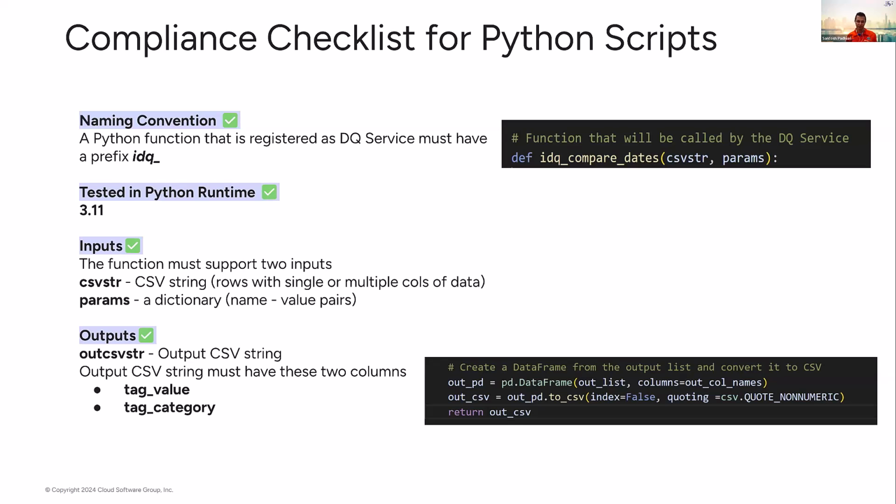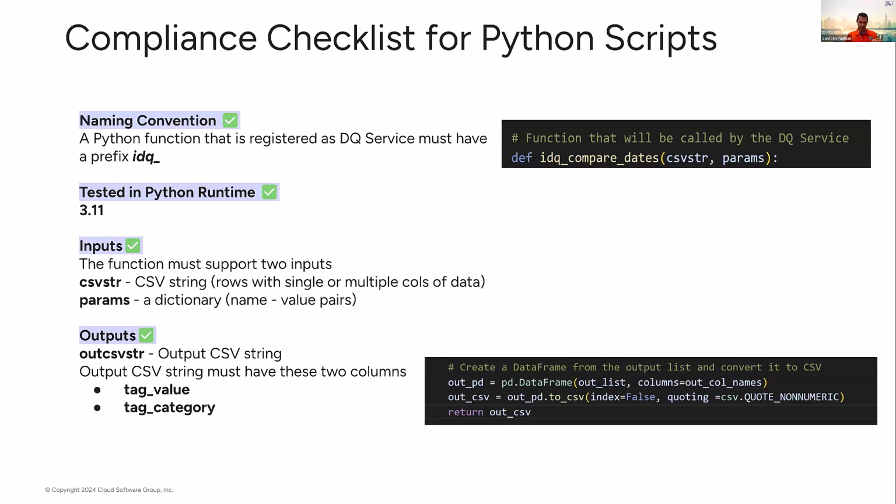We expect two inputs, minimum or maximum. One is a CSV string. Read this as a string of comma-separated values with multiple rows. In this example, we need two date columns, because we have two date fields that we want to compare, and there will be multiple rows. So your function must support two inputs.